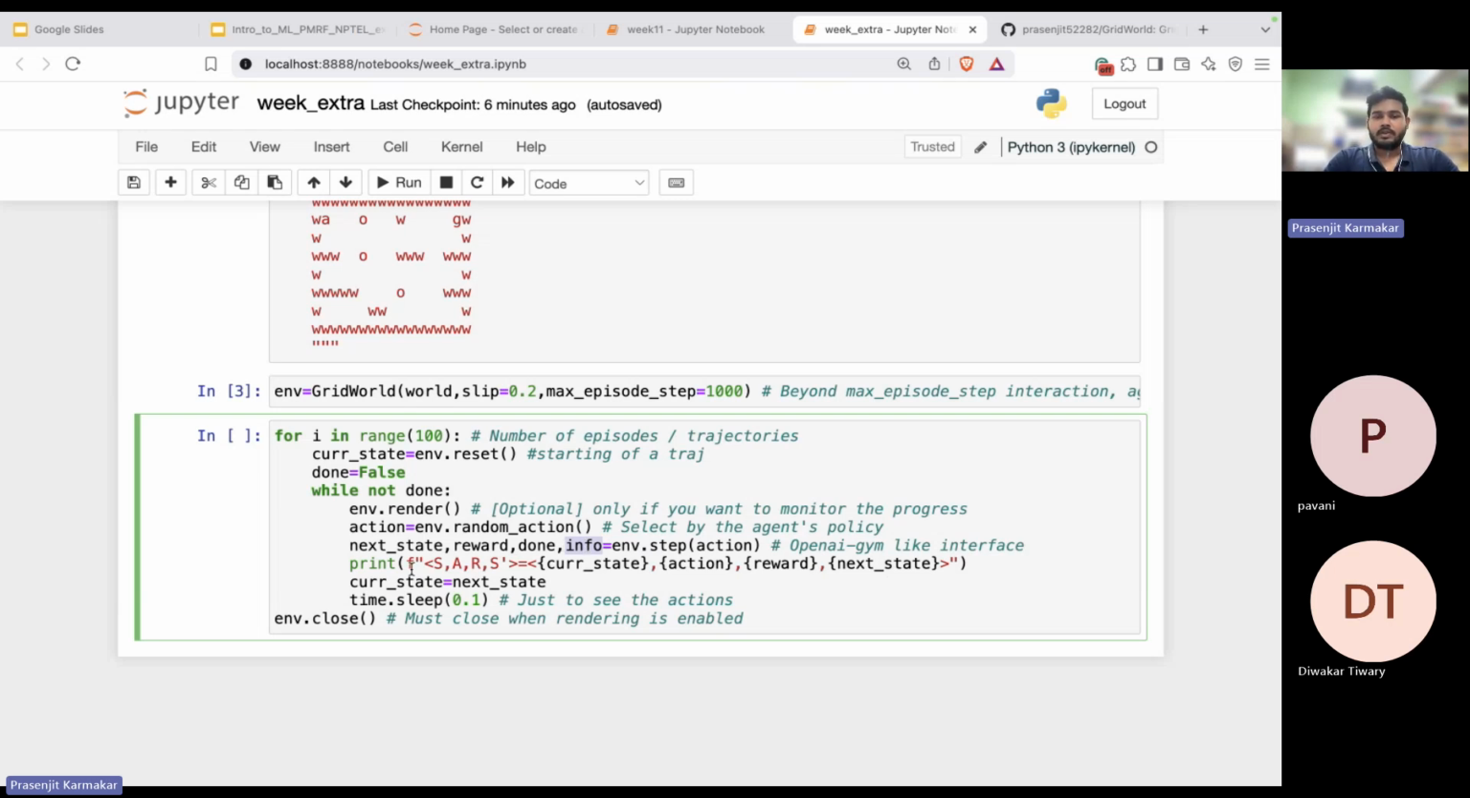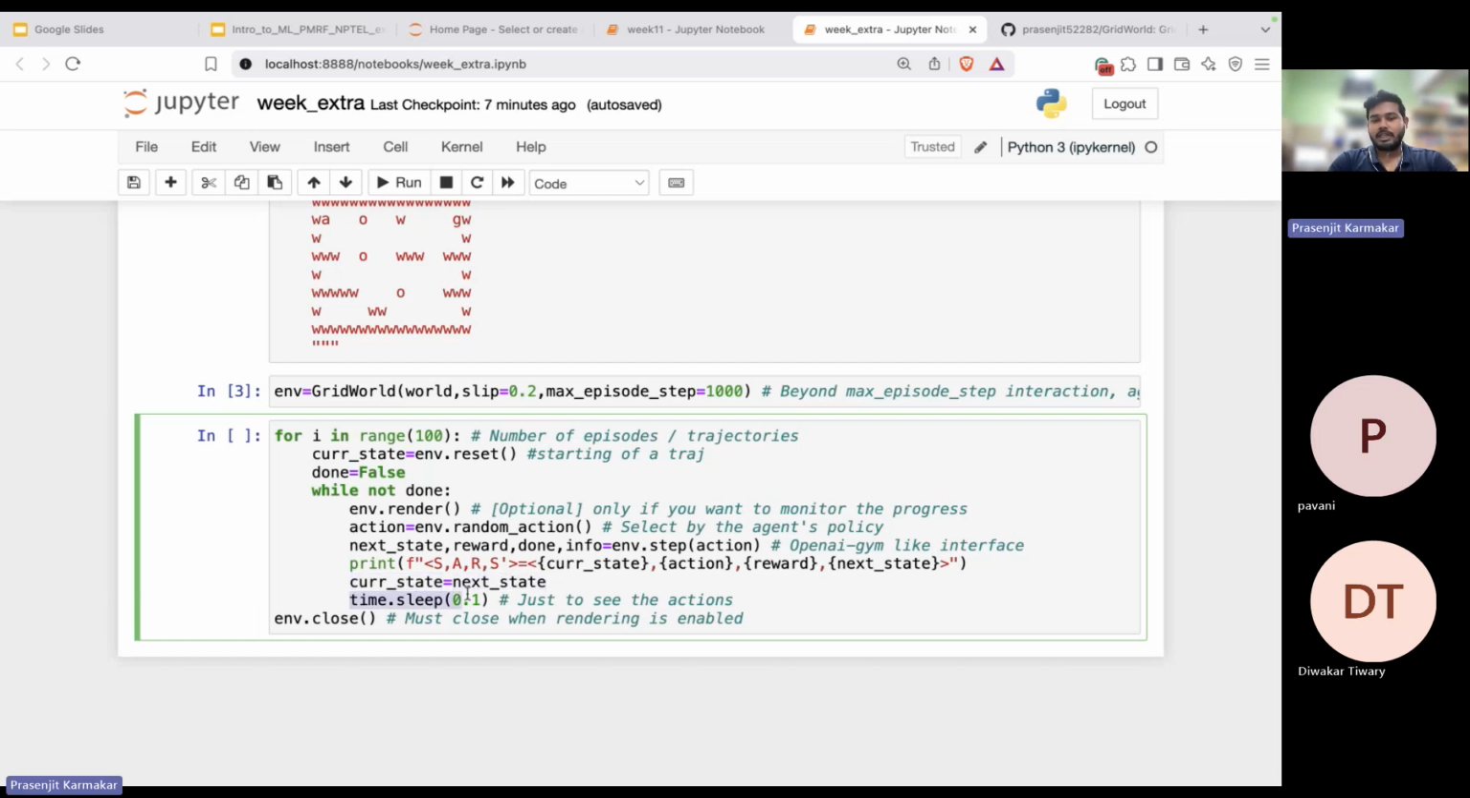Okay, so what is the state transition pair? SARS' is current state, action, reward, next state, right? And then in the next interaction loop, your next state becomes your current state, right? You have now transitioned. So now based on your current state, if you want to take some informed action, or some machine learning driven action, your current state is actually your previous next state.